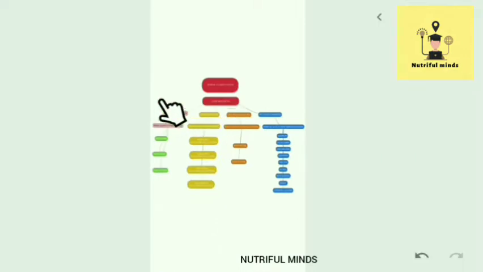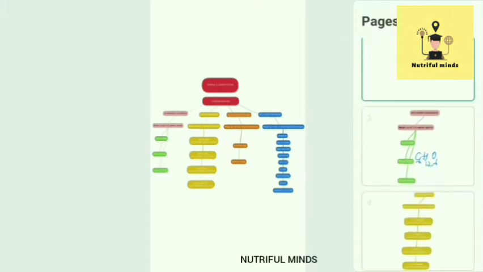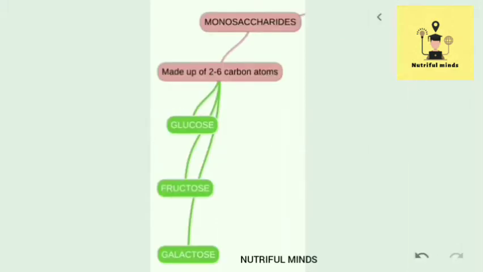Carbohydrates are divided into four: monosaccharides, disaccharides, oligosaccharides and polysaccharides. Monosaccharides. Monosaccharides are made up of 2 to 6 carbon atoms. They include glucose, fructose and galactose.